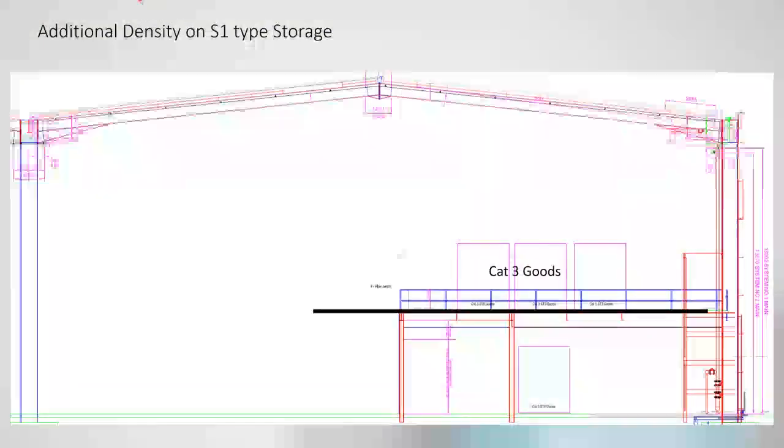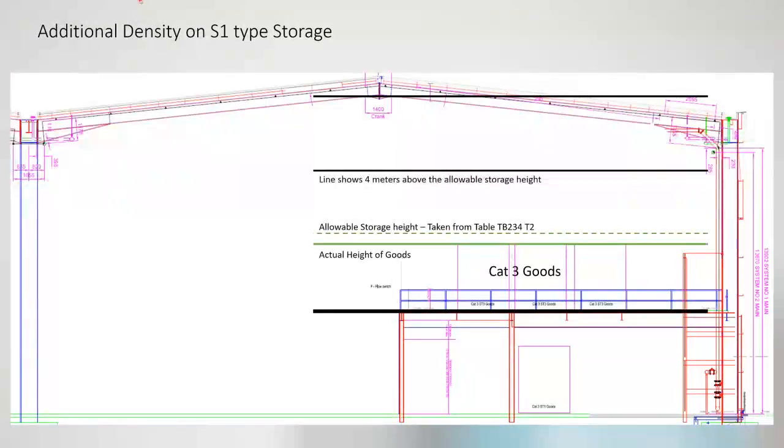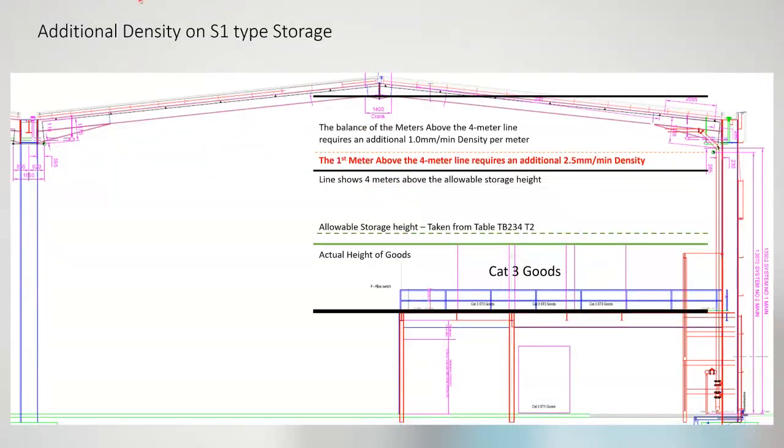How does this work? Right, so we get Cat 3 goods here sitting on top of the mezzanine floor like that picture showed. That's my actual storage height of goods there. And that's my allowable storage height that we just took, so that was 4.1. And that line there would show the 4 metres above the allowable storage height, which means I've got an area to make up, so I'm going to add density. So what we can do is, the first metre above that 4 metres, we can add 2.5 millimetres density. And the balance is 1 millimetre a minute.